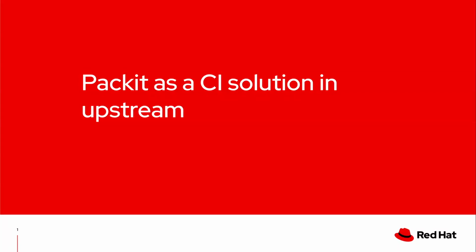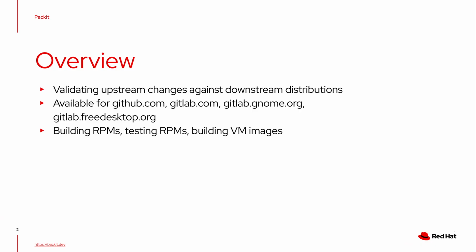Hi! In this recording, I will briefly introduce Packit features that can be utilized in upstream. Besides the automation to Fedora described in the previous recordings, Packit can also be configured in upstream projects, where it can act as a CI solution and validate the upstream changes against downstream distributions such as Fedora or CentOS Stream.